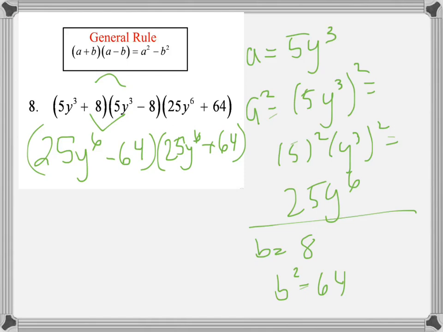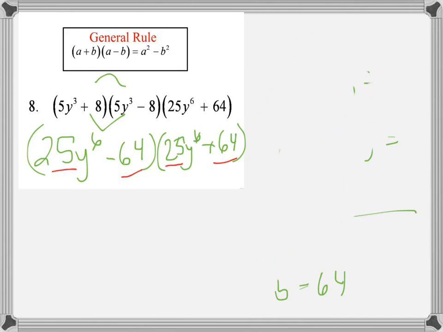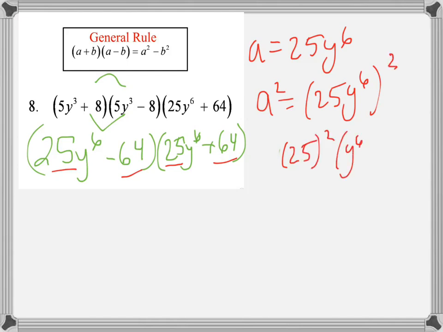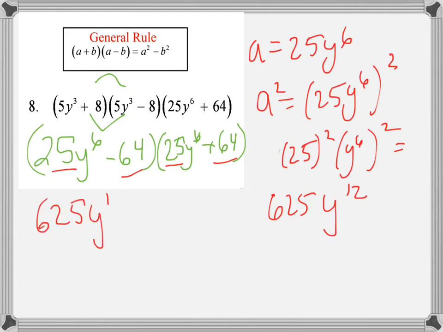Okay, and we multiply these together, but you'll see here the a terms are the same and the b terms are the same. So our a term is 25y to the 6 now, so a squared would be 625y to the 12th. And since our b term is 64, b squared, I'm going to have to do that out.